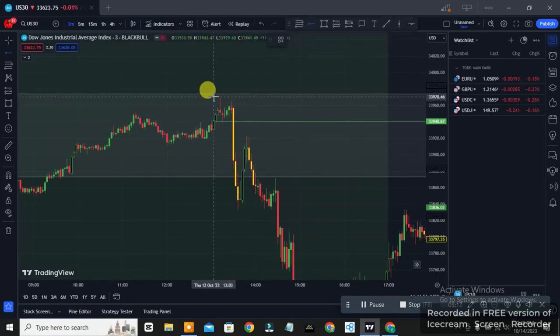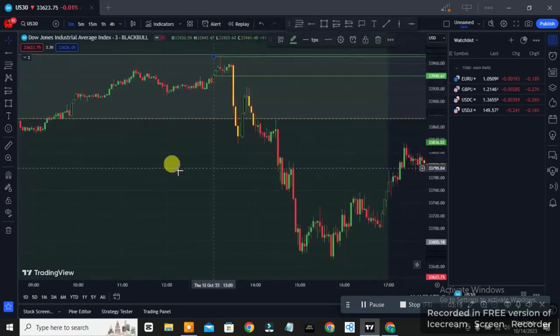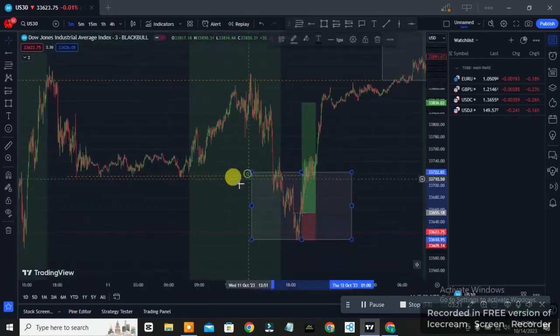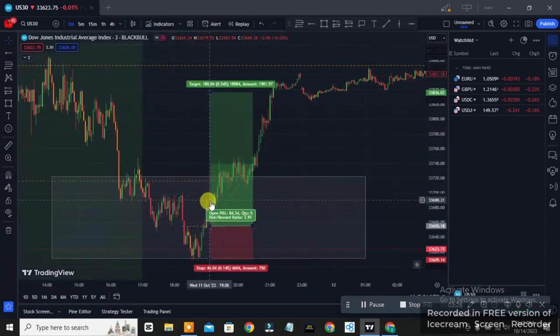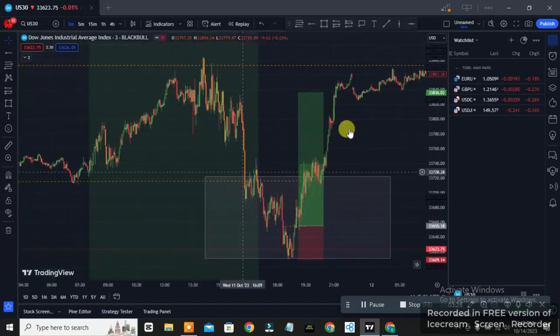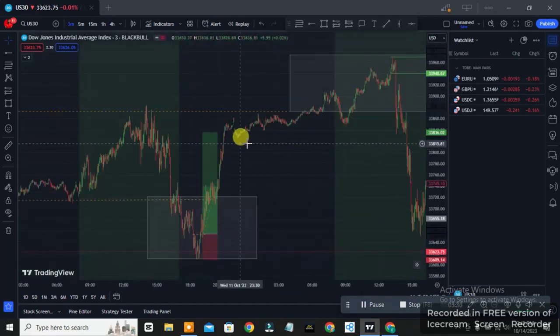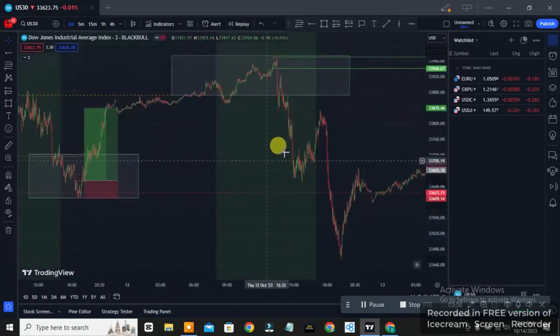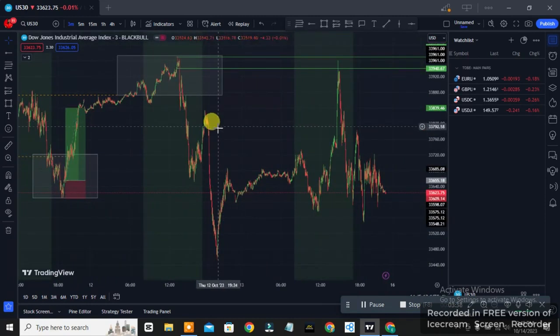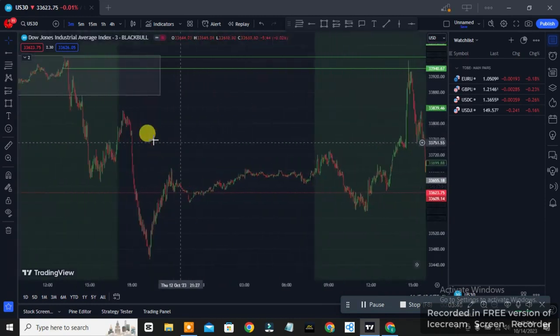You mark that out, and clearly you can see that this one got tagged in because price came back, retested our structure, and went all the way up. So I would just say, okay, you can just be more static, take a 4-to-1 on that trade, and life's good. And as you can clearly see, price came back.